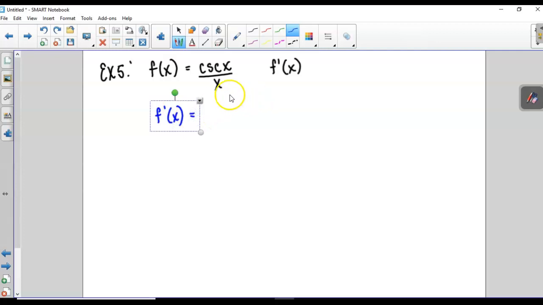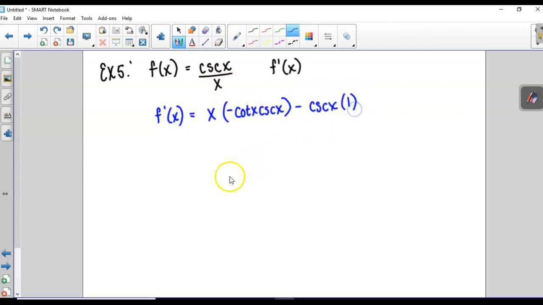So if we're going to use the quotient rule, we would have x times the derivative of cosecant x, which we just found was negative cotangent x cosecant x, minus cosecant x times the derivative of the bottom, which is 1, all over x squared.